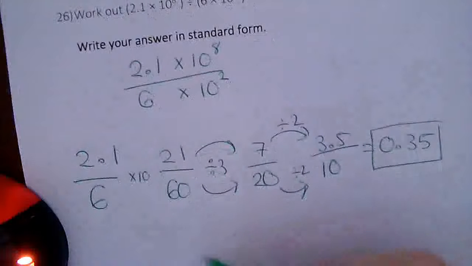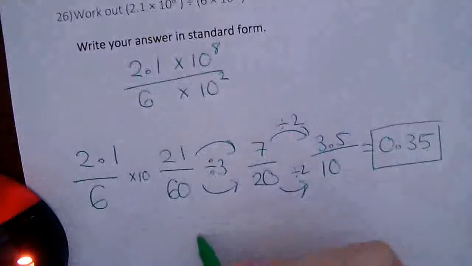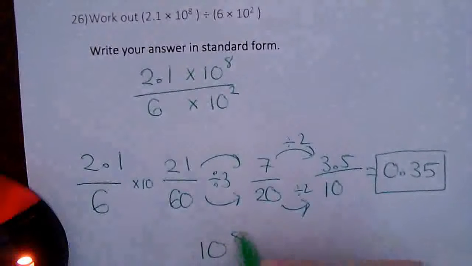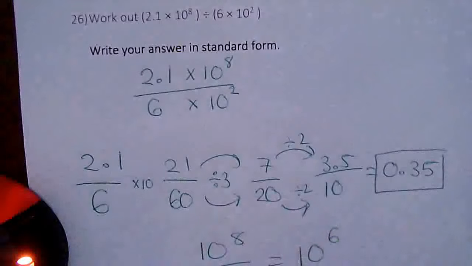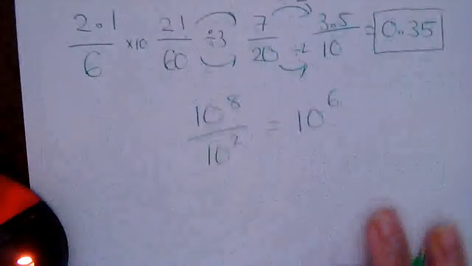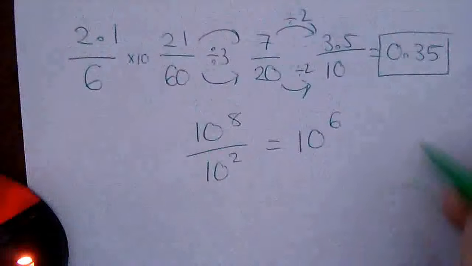And then I'm going to bring back the second part. So 10 to the power of 8. Oh, let's move it back a sec. 10 to the power of 8 divided by 10 squared is going to give me 10 to the power of 6. And again, remember, you could write that out in full. 10 times 10 times 10, etc. and write that out. So put your answers together.